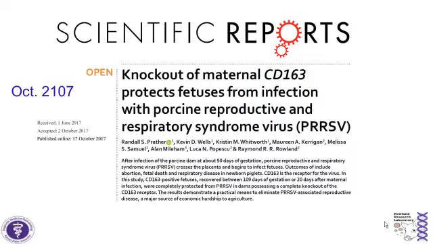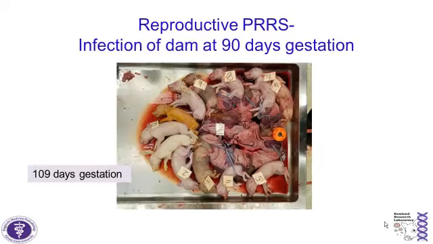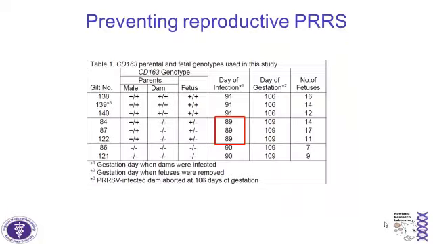PRRS? And this is reproductive PRRS at about 90 days gestation if the sow is infected. And these are fetuses that were taken out at around 109 days. And since we've already had lunch, it's really a smorgasbord of disease pathology: pigs that look normal, pigs that are dead, pigs that are meconium stained. So it's just a smorgasbord of pathology. And so this is the experiment.